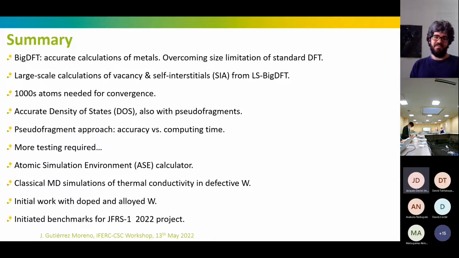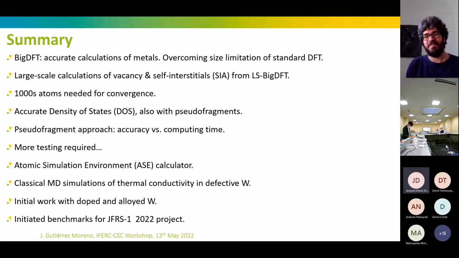We have seen that for now we need at least thousands of atoms to get convergence, but of course it depends on the property you are trying to simulate, or the model you are working with. We have seen that we can get a very accurate electronic structure and density of states, and that the pseudo-fragment approach works quite well for this. But of course, this is always a trade-off for the pseudo-fragment and for all the input parameters you want to put into your simulation.